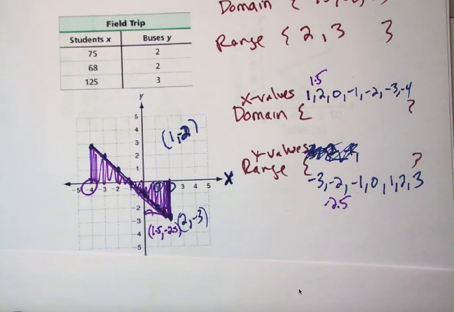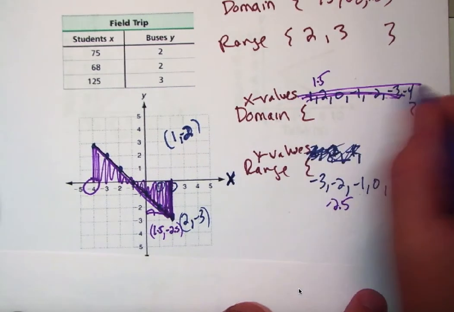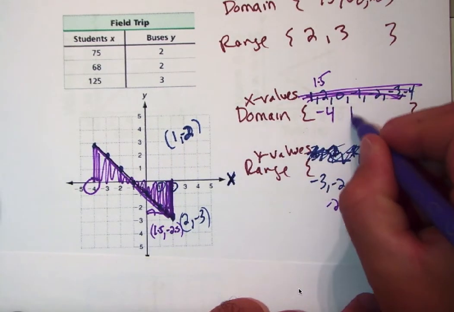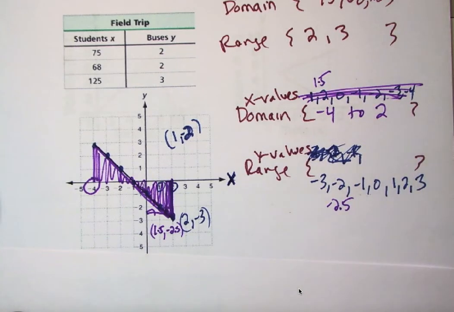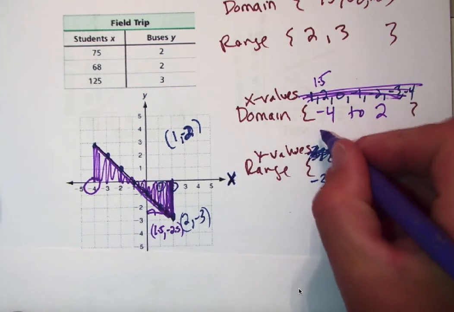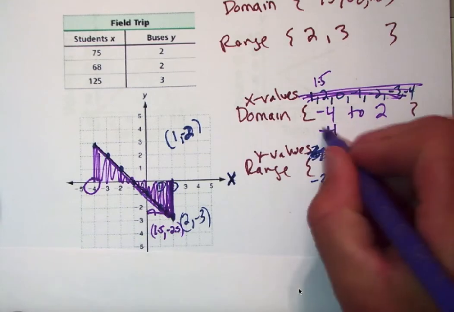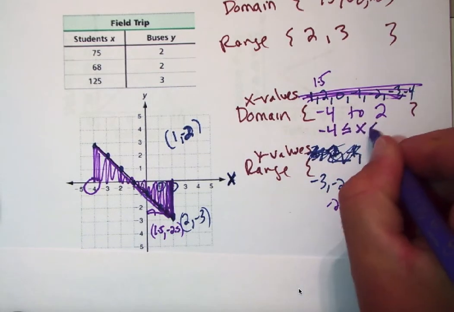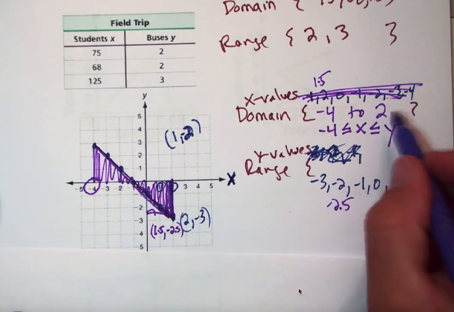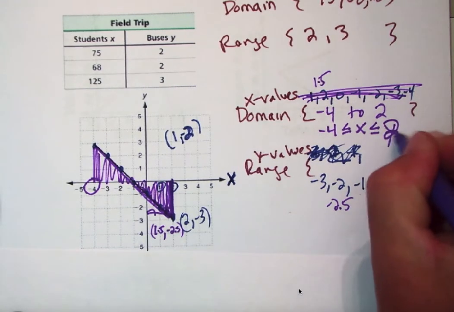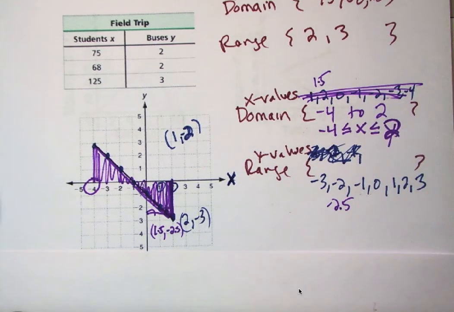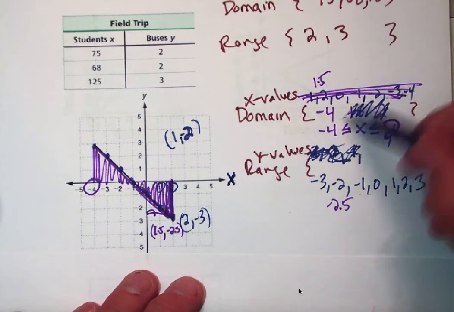And anyone remember how to say all the numbers between -4 to 2 without saying -4 to 2? Yes! Oh my god. That's why we did inequalities before this. We're going to use this notation: -4 is less than or equal to x, which is less than or equal to 2. Okay, so this is the same thing. We're going to get rid of this right here.